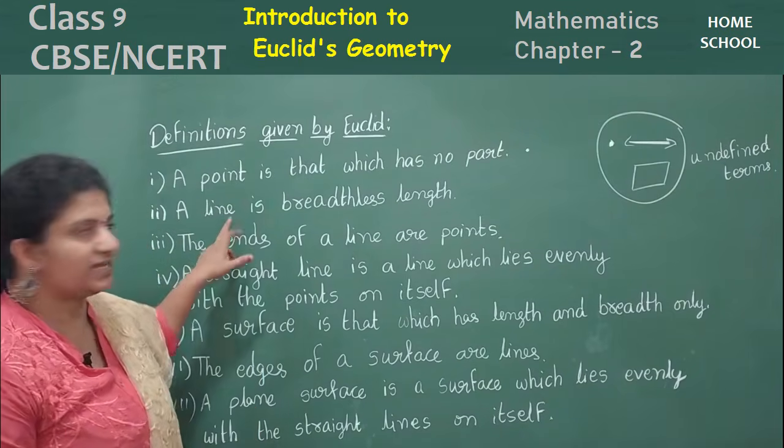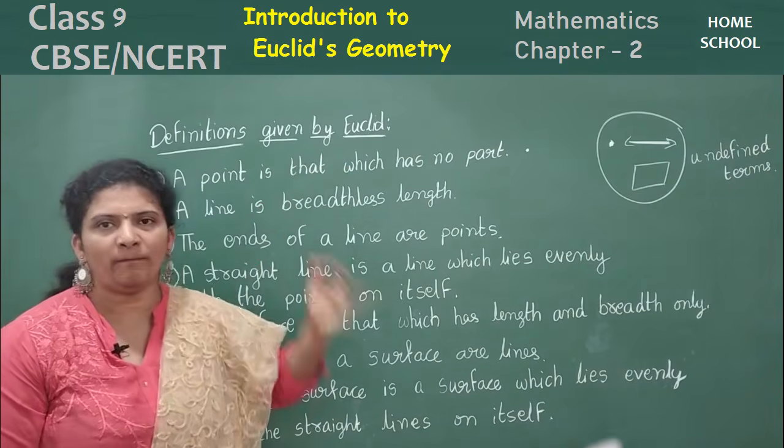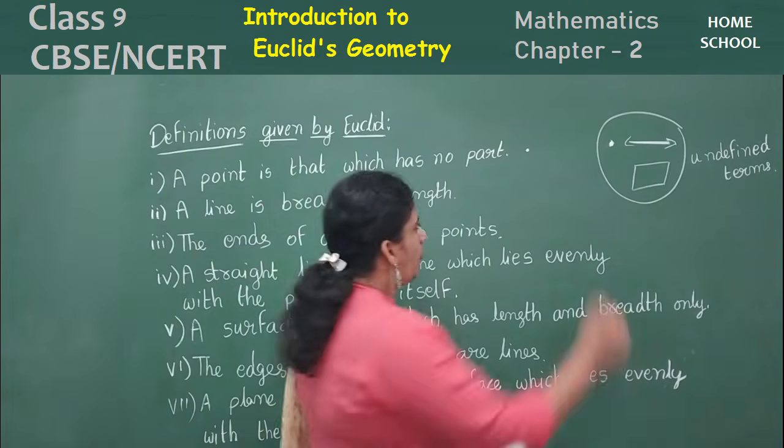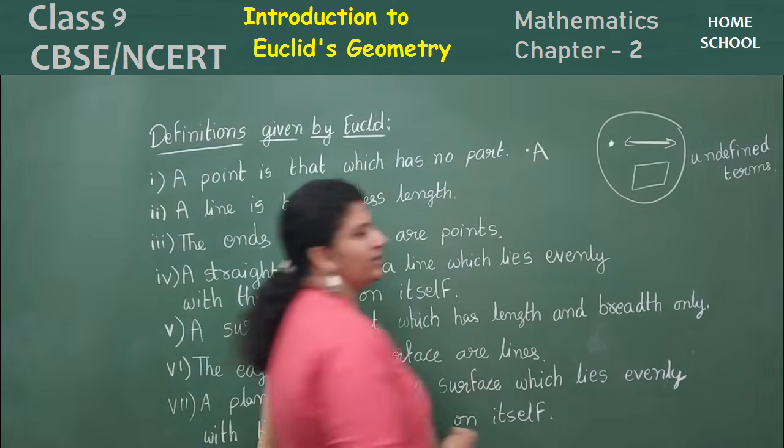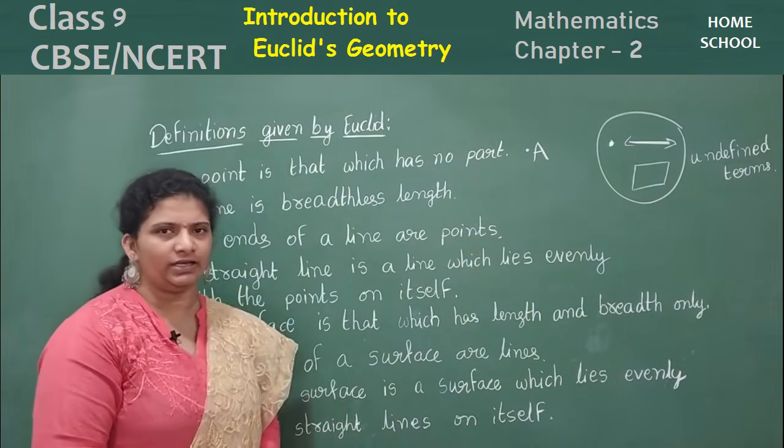So what he is saying here, it has no part. So it is just a point. How do you label this point here? With capital letters A, B, C or any letter you can use.